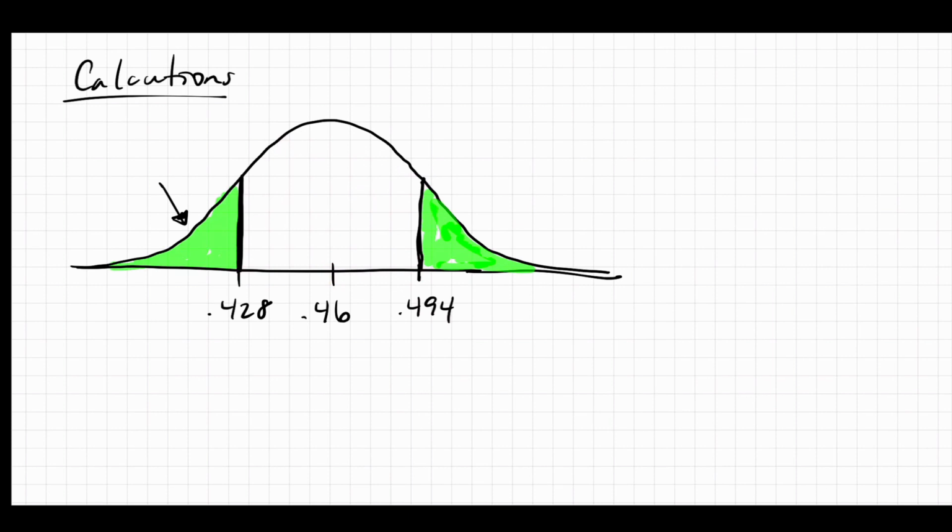It's the same, since a normal curve is symmetrical, these are going to have the same proportions. The greens are going to be the same size. So all I have to do is find one of them and double it.